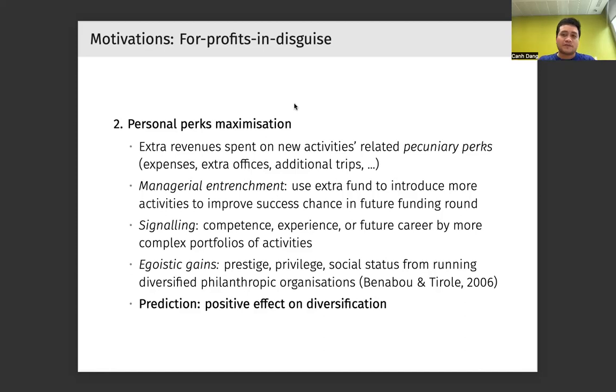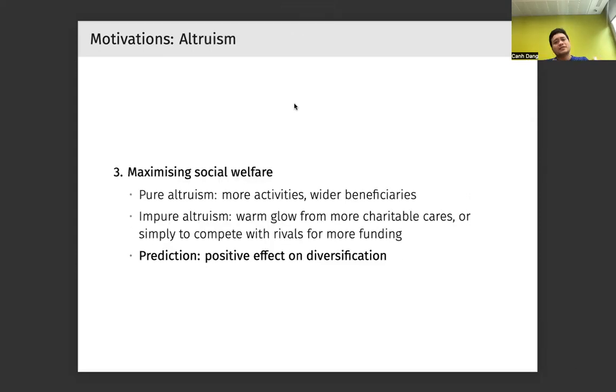Now, the intuition is quite simple. If they are receiving more and more money that allows them to spend more on more activities, they would definitely take it. The higher the revenue, the higher the increase in income, the more they would diversify. If they aim to maximize social welfare, so think about they're purely altruistic, they're trying to help more and more people, offering more services, then this pure altruism would lead to an increase in diversification following an increase in the revenue. This is quite intuitive, actually.